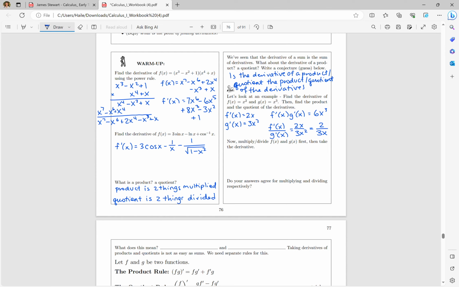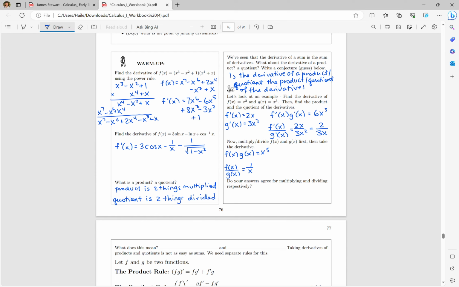Okay, now we're going to do the same thing but in the opposite order. So we're going to multiply and divide the two functions first, then we're going to take the derivative. Let's do the product first, keep it in the same order. So f of x times g of x is equal to x to the fifth, and then f of x over g of x is equal to 1 over x.